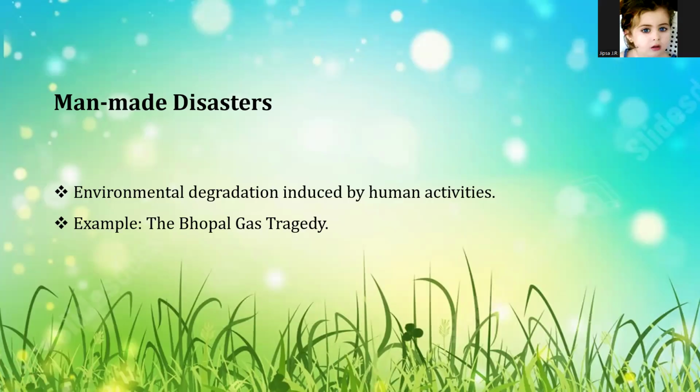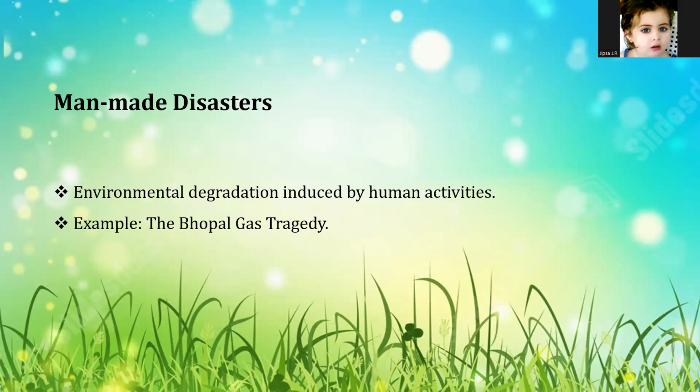One of the examples is the Bhopal gas tragedy, the primary example. This is widely considered the world's worst industrial disaster. The date is December 2 to 3, 1984. The location of this tragedy is the Union Carbide India Limited, UCIL, pesticide plant in Bhopal, Madhya Pradesh.